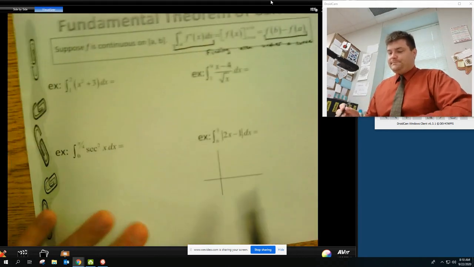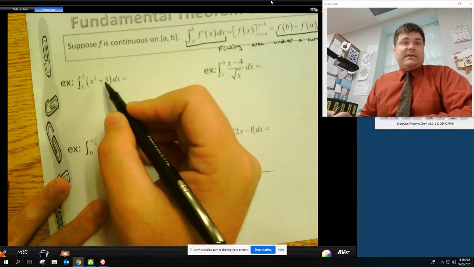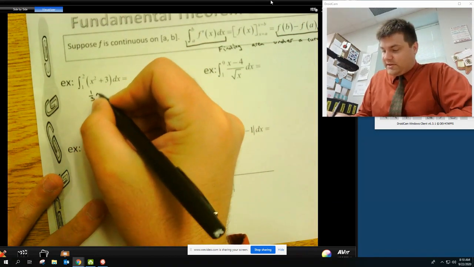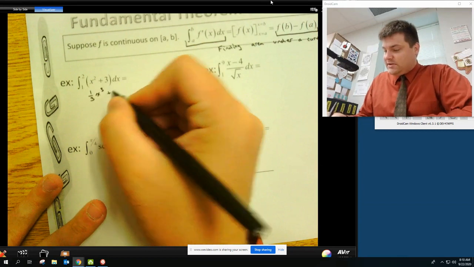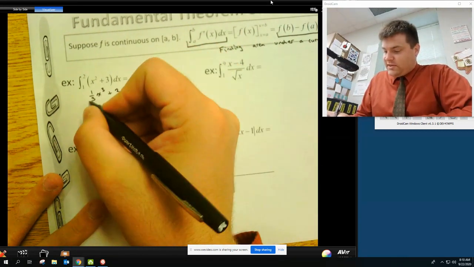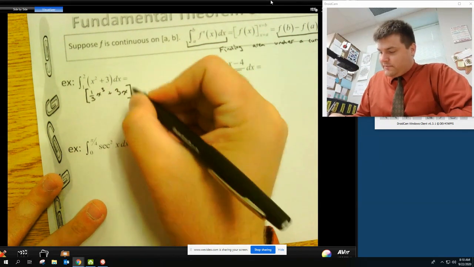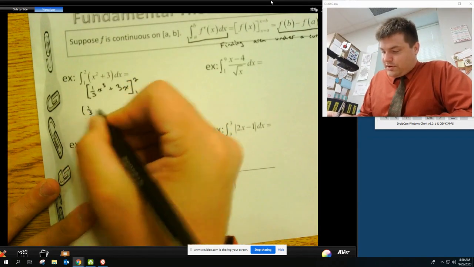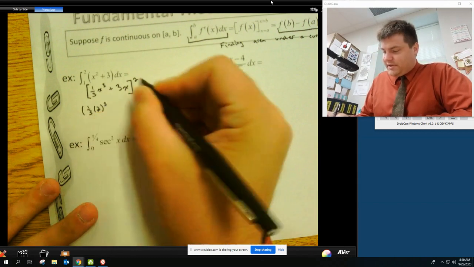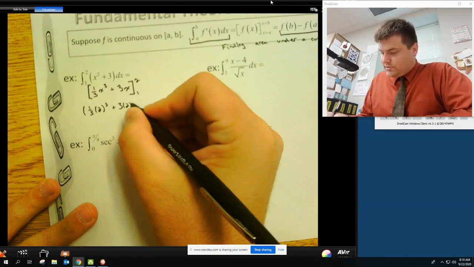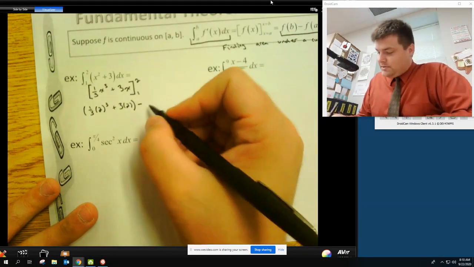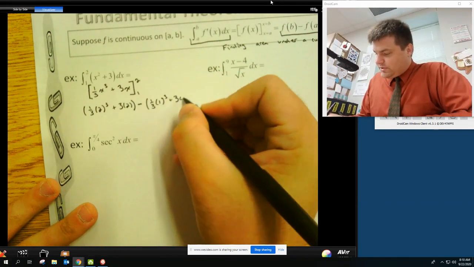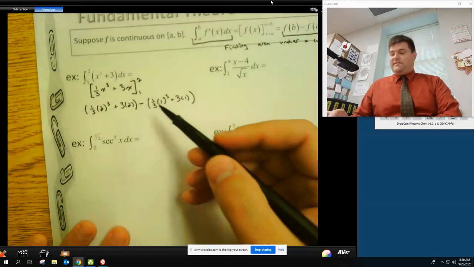So for this first example, we need to find the antiderivative of x squared and 3. The antiderivative of x squared is going to be 1/3 x cubed. The antiderivative of 3 is 3x. I'm going to evaluate that, put the little brackets around here, from 1 to 2. So this is going to be 1/3 times 2 cubed, because I'm plugging in the 2 right now, plus 3 times 2, minus, now I'm going to do the same thing but plug in a 1: 1/3 times 1 cubed plus 3 times 1. Then you're going to evaluate each of those.